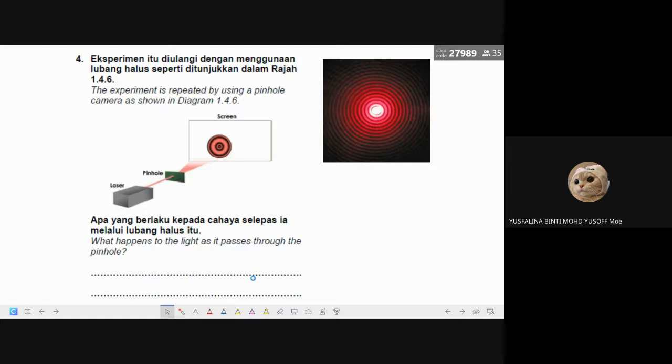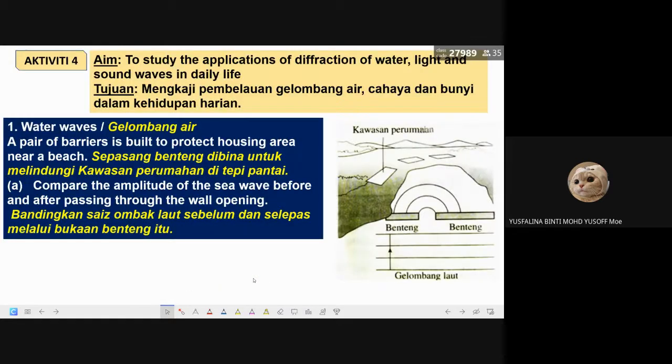Okay, so here it says the experiment is repeated by using a pinhole. So what happened? When the light passed through the pinhole, the light will be diffracted. Okay, the next one, to study the application of the diffraction of water, light, sound wave in daily life. So the first one is for the water wave.